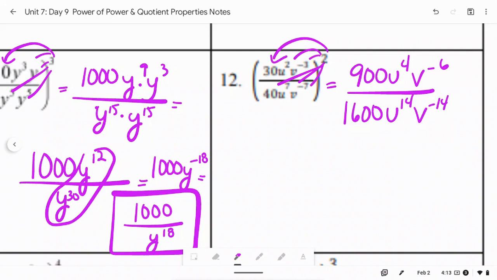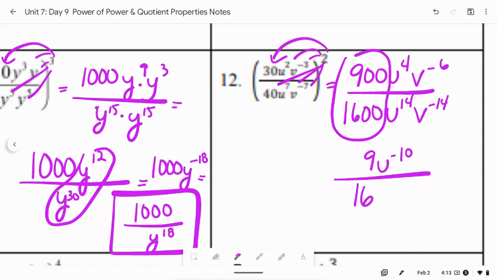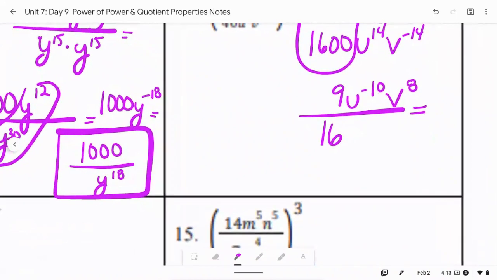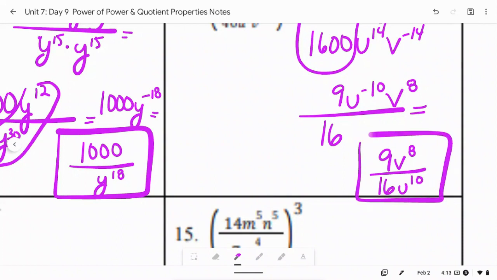Next thing I need to do, since it's division, is reduce the coefficients. So 900 over 1,600 just reduces to 9 over 16, and subtract the exponents. So 4 minus 14 is u to the negative 10th. Negative 6 minus negative 14 is v to the positive 8 power. And then we just got to move that u into the denominator to get rid of the negative exponent. So final answer is 9v to the 8th over 16 u to the 10th.